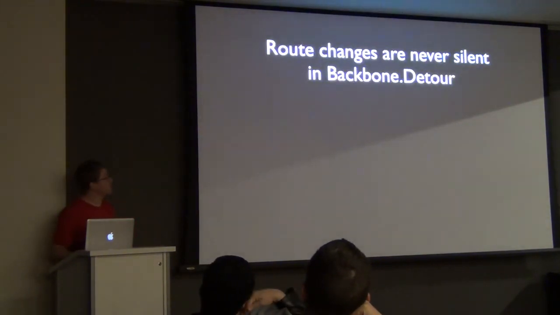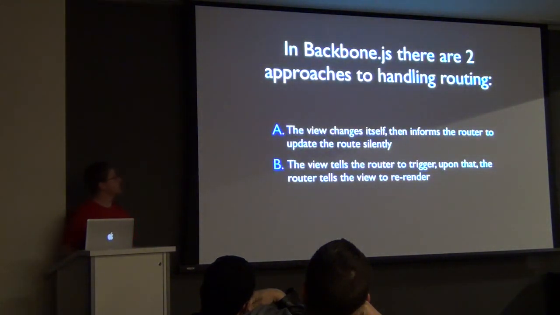Now, route changes in Backbone.detour are never silent. In Backbone.js, there are 2 approaches to handling routing. The first approach is something happens, like you click on a button, or you do something in the Backbone view, and the Backbone view makes the change to the UI. And then it tells the router, update the route silently, so that if the page is refreshed, it'll come back here.